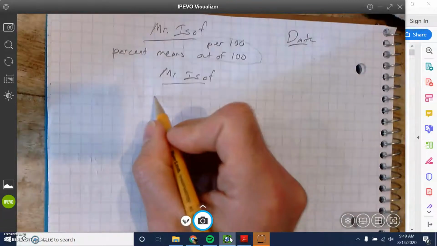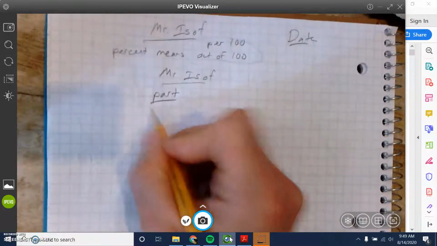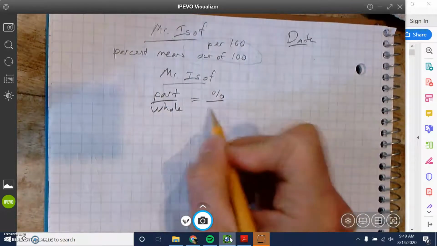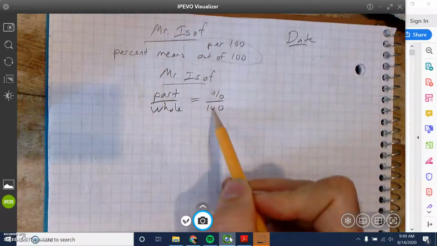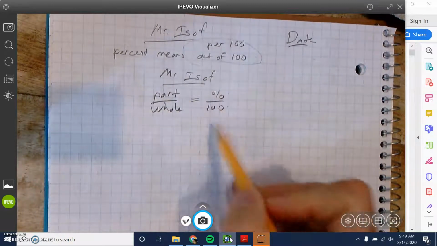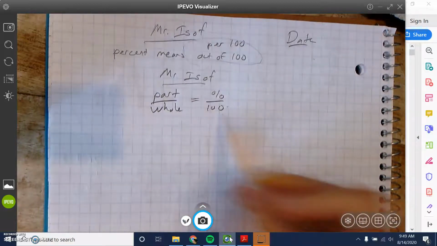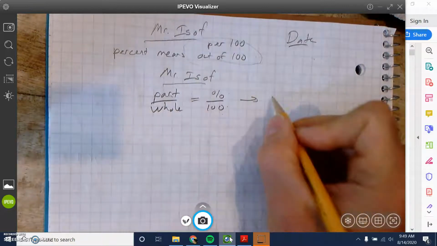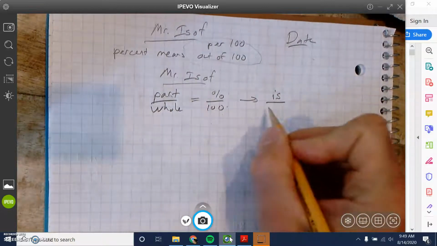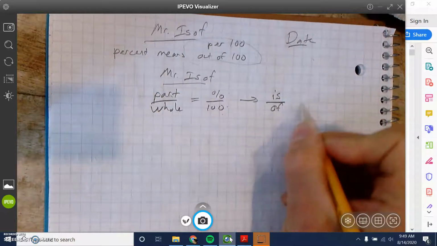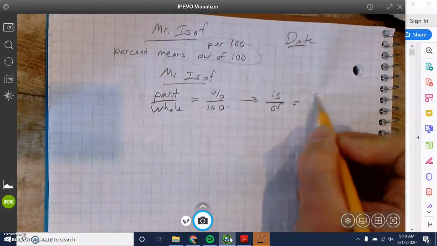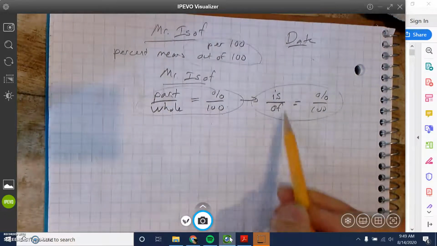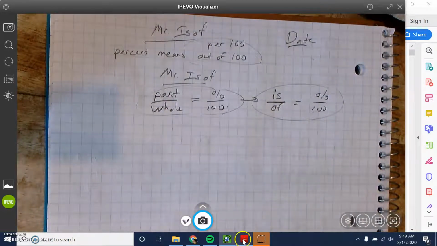Okay, so what has Mr. Isof found? Well, before we did this, which is part over whole, and that equals percentage over 100, because the whole is 100% and the part is the percent. So those are actually the same labels right there. But Mr. Isof took it a step further. So the part is, and the whole is going to be of, percent over 100. So both of these are the same thing. But sometimes this is a good guide when you get problems like this.